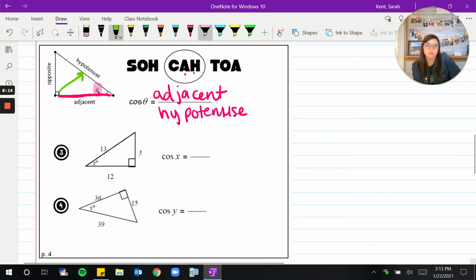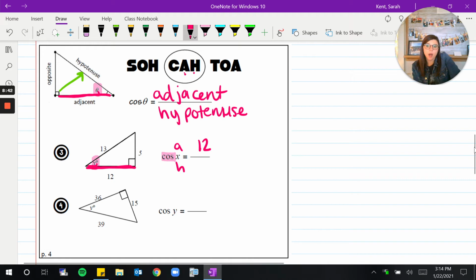So first, we find our angle. So here is our angle, and we see it's asking for cosine of this angle. So I know cosine, CAH, is adjacent over hypotenuse. So for adjacent, this time I'm looking right next to it. So adjacent to that is 12.